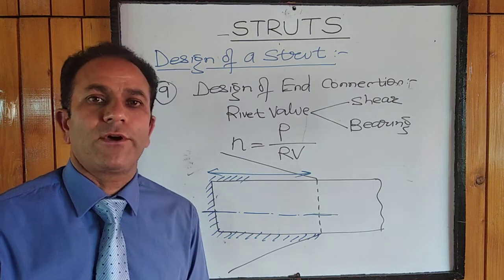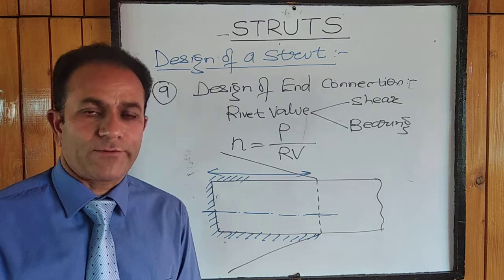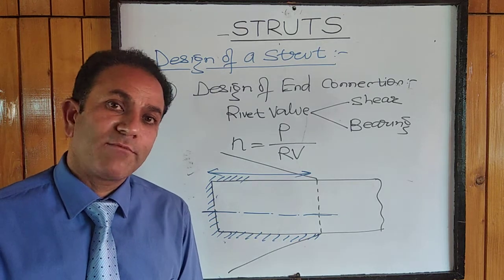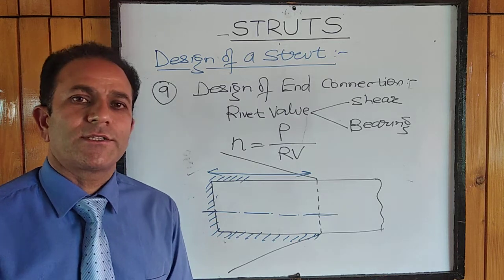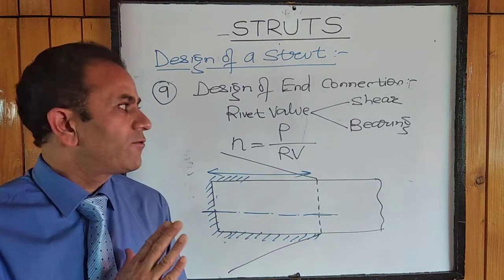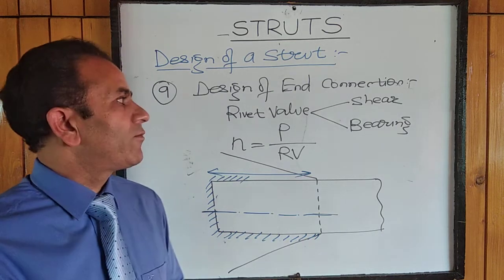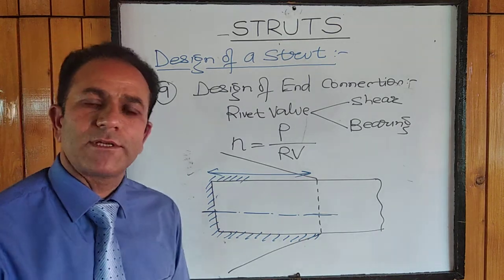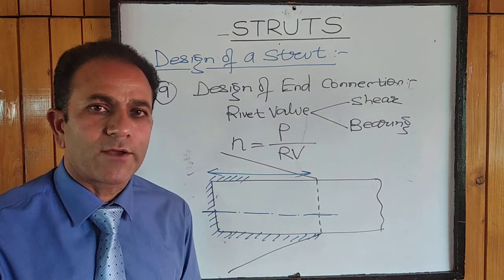So all these factors we will have to see. Accordingly, we will have to refer to the IS code and find out the effective length values, what effective length we have to take, what sigma AC value we have to take, whether we have to reduce it or not. These conditions have to be seen first of all. Then we will have to find out lambda, the slenderness ratio. This will depend upon L and R minimum. R minimum we can take from the steel table.